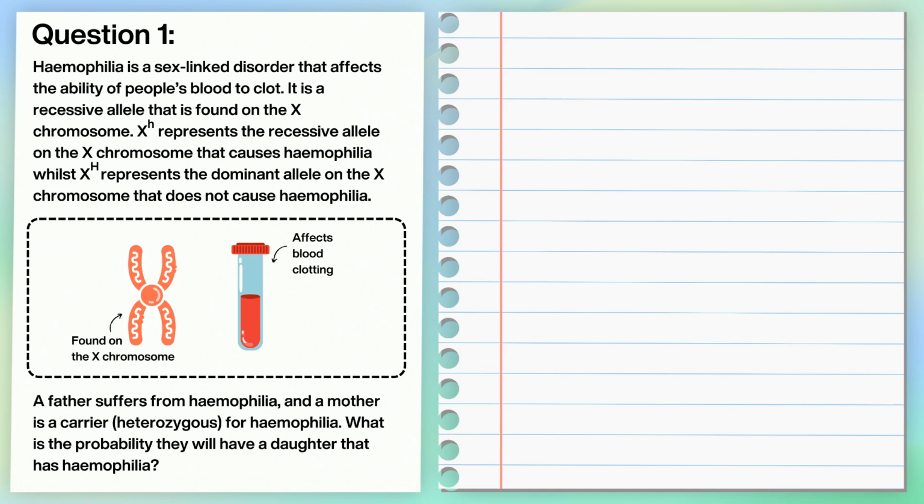Here's our first question. A father suffers from haemophilia, and a mother is a carrier, heterozygous, for haemophilia. What is the probability they will have a daughter that has haemophilia? Pause here to have a go. Now let's go through it.